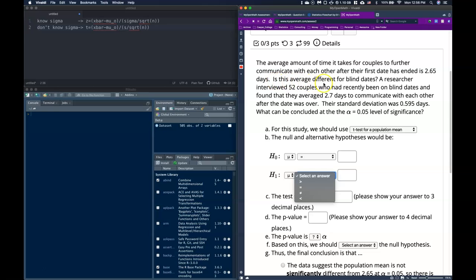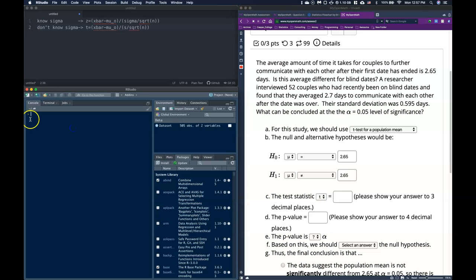And it says, is this average different for blind dates? We don't know if it's more. We don't know if it's less. So we want to put a not equals sign. Okay, so right here, we're gonna put in 2.65 because that is our baseline assumption. That's how long it's gonna take, 2.65. And our test statistic is going to be a t test statistic. So we need to actually calculate it out. And this is the way that we calculate out our test statistic.